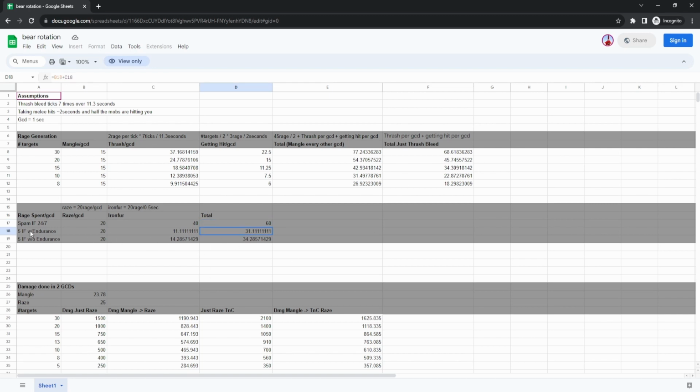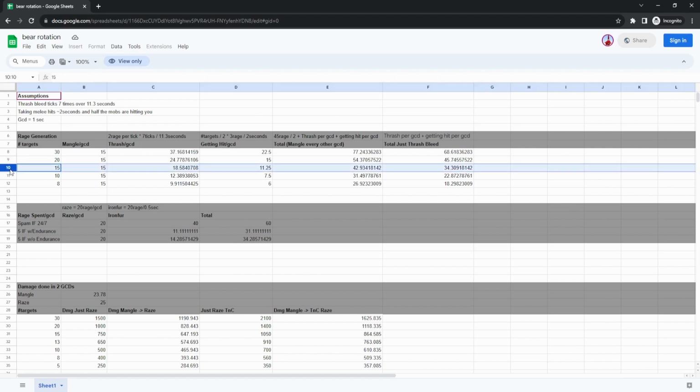But again, at 5 stacks of Ironfur with Endurance, it's pretty much 31 rage spent per GCD if you're spamming Raze and maintaining 5 stacks of Ironfur. So if you do like a 15 target pull, you will again be rage capped. And then same for without Endurance, you will be rage capped. And again, these are kind of conservative numbers. In my opinion, if you're pulling 5 targets and you're just maintaining 5 stacks of Ironfur, you'll probably be rage capped even if you spam more Ironfurs.